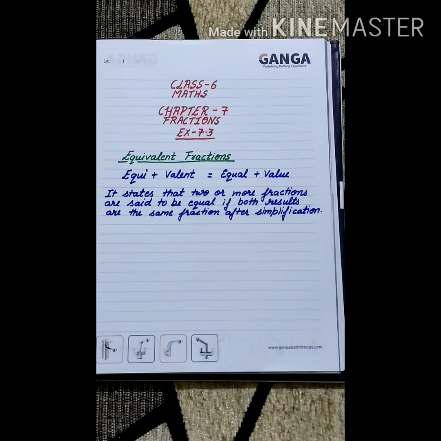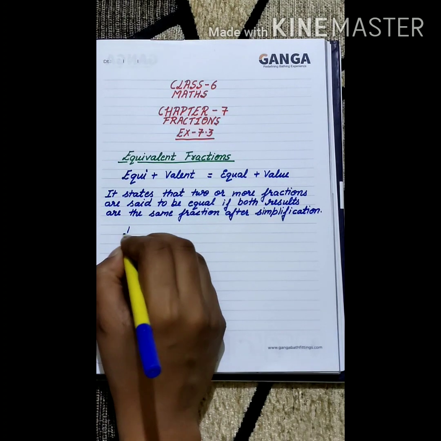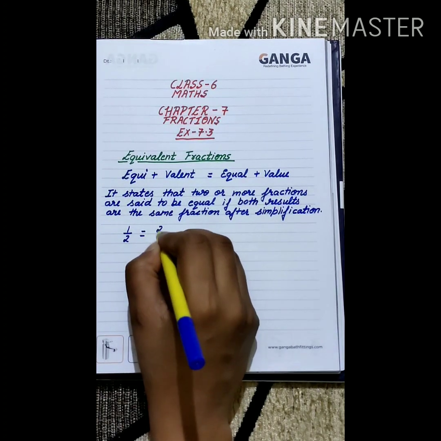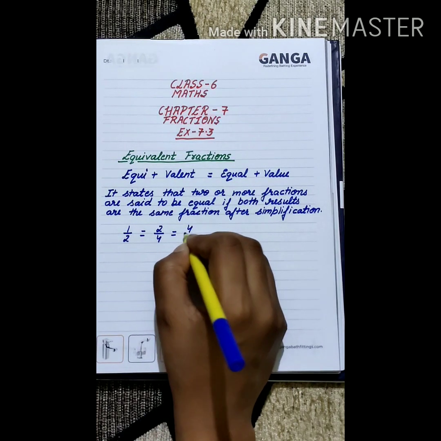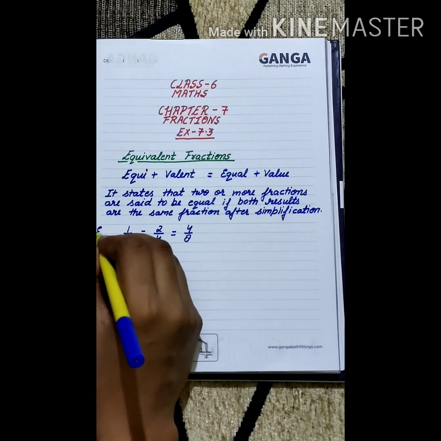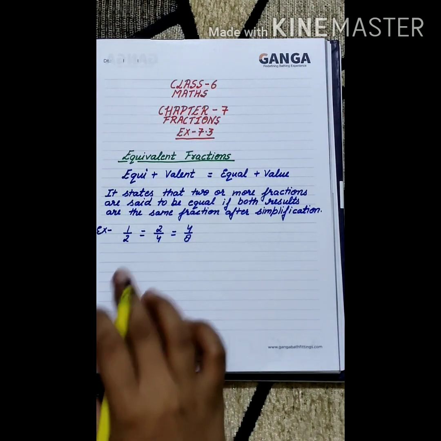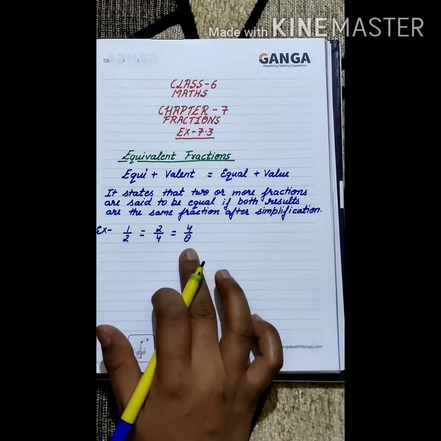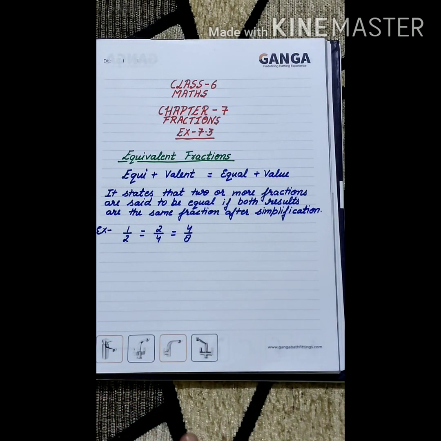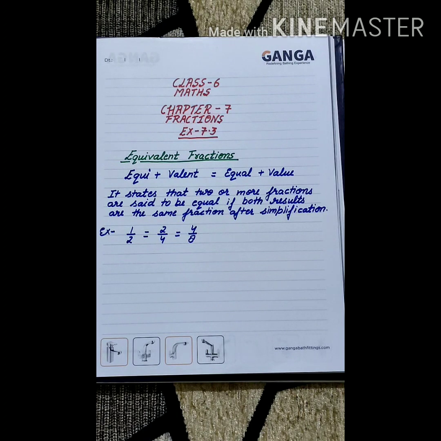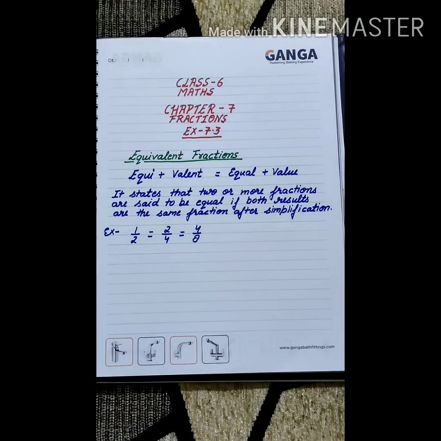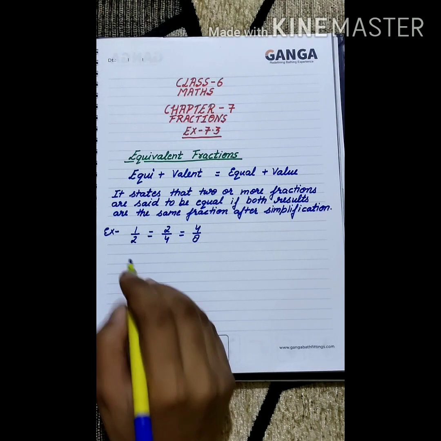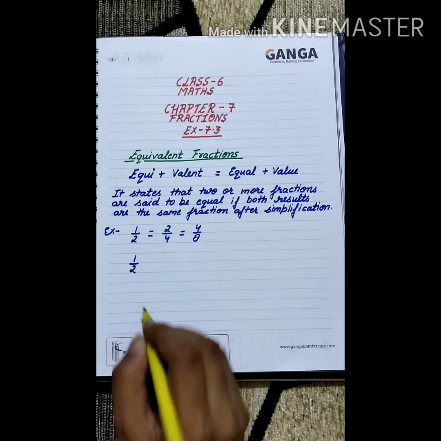Let's take an example. 1 upon 2 is equal to 2 upon 4 is equal to 4 upon 8. Here I have used equals to sign with these three fractions. Let's understand how they are equal. It is clearly seen that the above fractions have different numbers as numerator and denominator. So firstly we will simplify it by dividing both numerator and denominator by their common factor, and we get first fraction is 1 upon 2. It is in simplest form, so no need to simplify it.